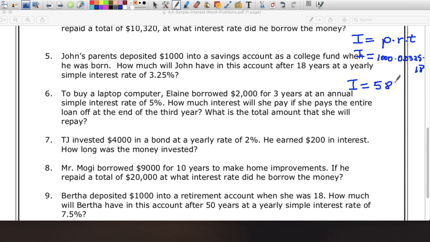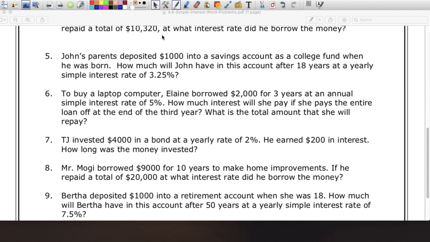So you would have earned 585, which means that's how much interest you earn. But if you went to the bank and closed the account and said, I want to take all my money back, well, you would have taken the 1,000 that your parents initially put in when you were born, plus 585. You would have had a nice surprise of 1,585.